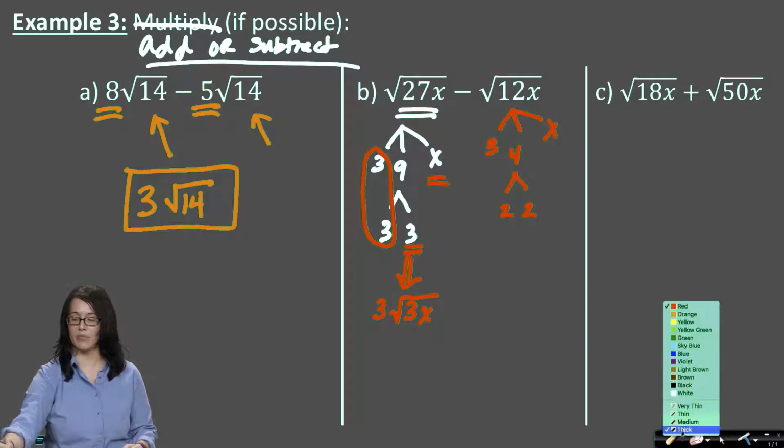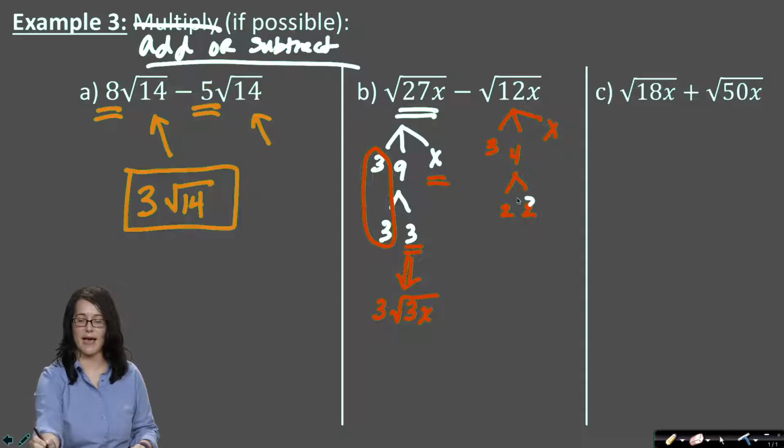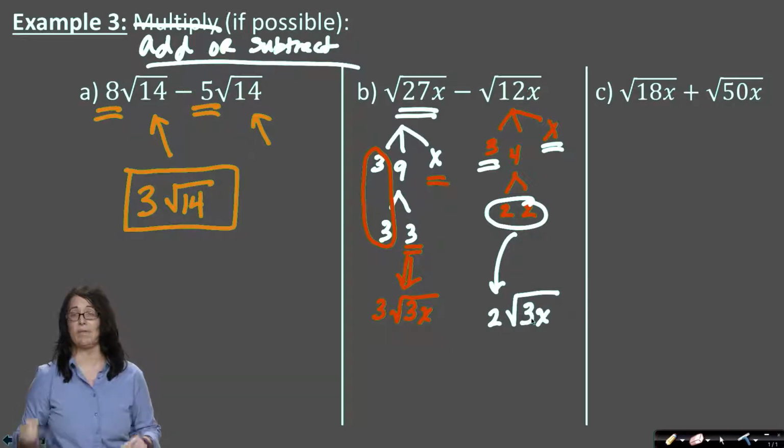So what do we need to remove something from a square root? 2 of a kind. I have a pair of 2's here, so I could pull out that 2 in front. Now who would be left under that radical? Just the 3, that's prime, and the x. 3 times x is also known as 3x. So I have 2 copies of the square root of 3x from simplifying the square root of 12x.